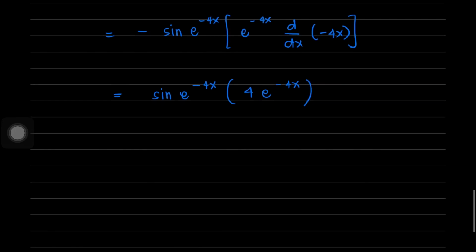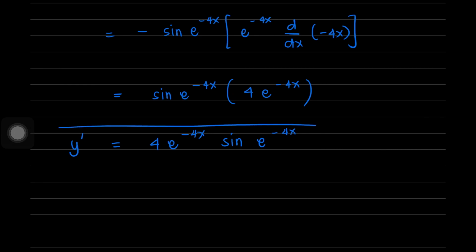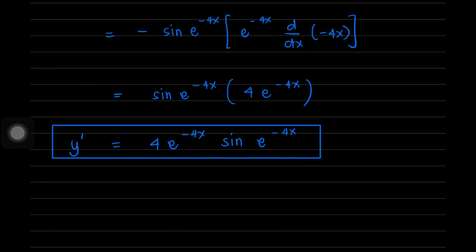If we arrange this, y prime can be written as 4 e raised to negative 4x multiplied by sine of e raised to negative 4x. This would now be our answer.